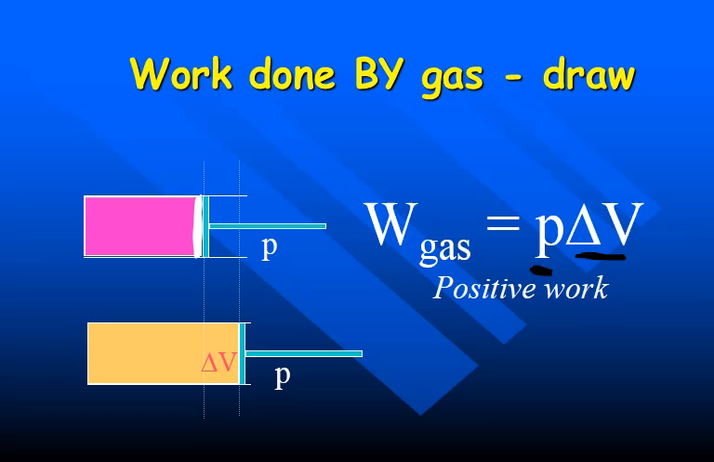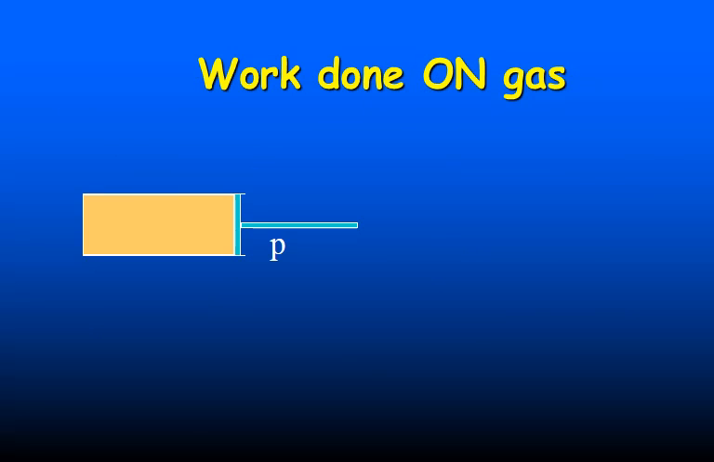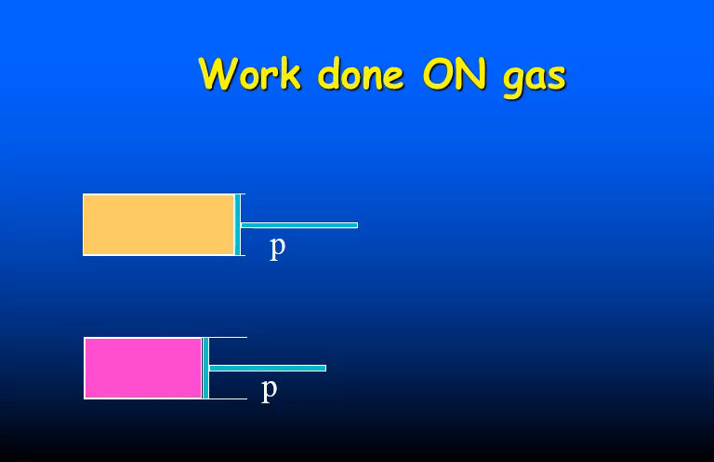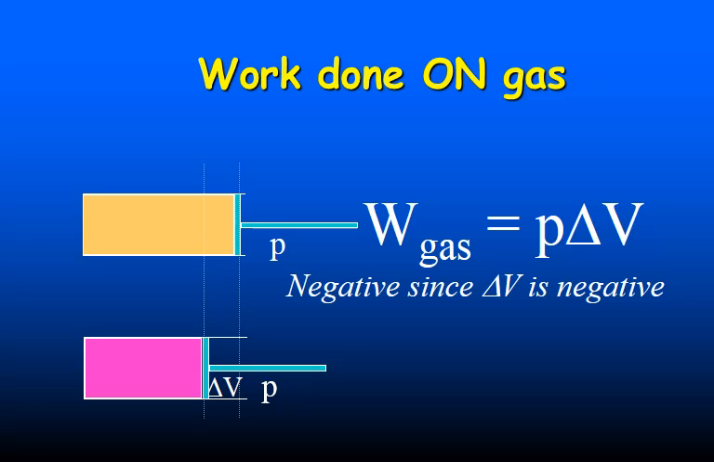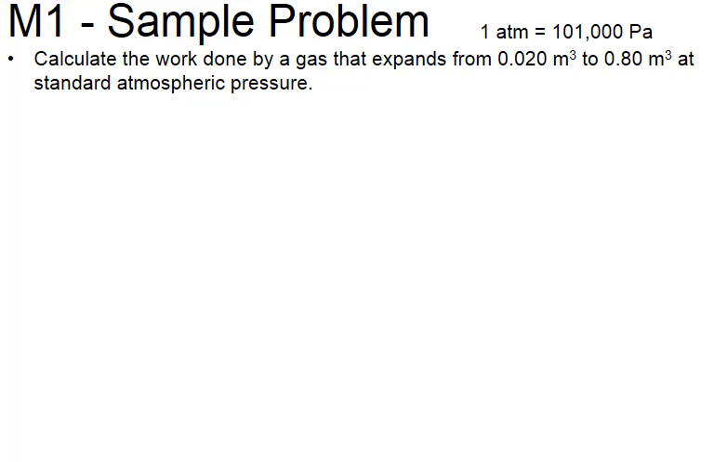And in this case, the positive volume change means that we'll have positive work. If we have work done on a gas, that means that the volume is getting smaller. And if the volume gets smaller, work done on the gas will be negative. So the change in volume is negative, and we have that.